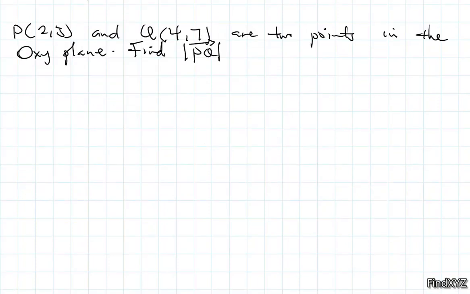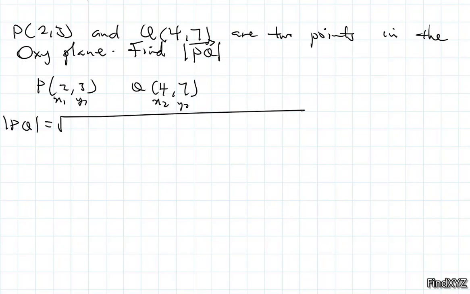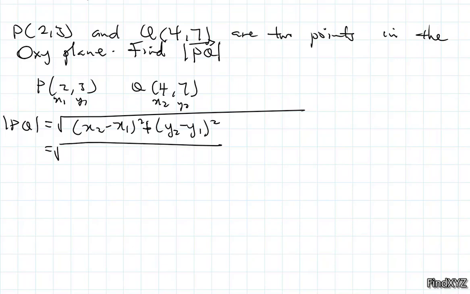In this question, we have been given two points, point P and point Q, and we are asked to find the magnitude or the length of PQ. I would always encourage you to write your points and label them. So we have point P, we'll label it as x1, y1, and point Q as x2, y2. Now if we want to find the length of PQ, we need our distance formula, which is the square root of x2 minus x1 all squared plus y2 minus y1 all squared. Because we've labeled our coordinates, it will be very simple for us to substitute. So we will look at this.